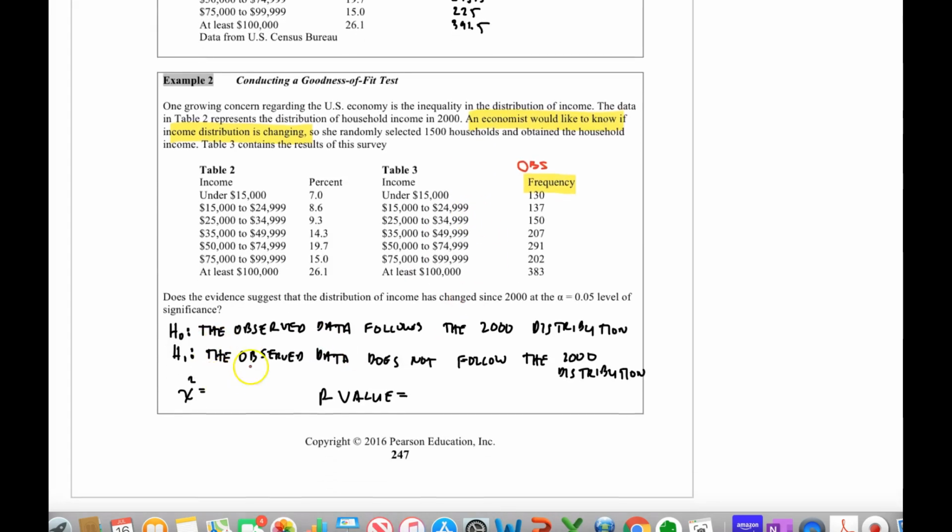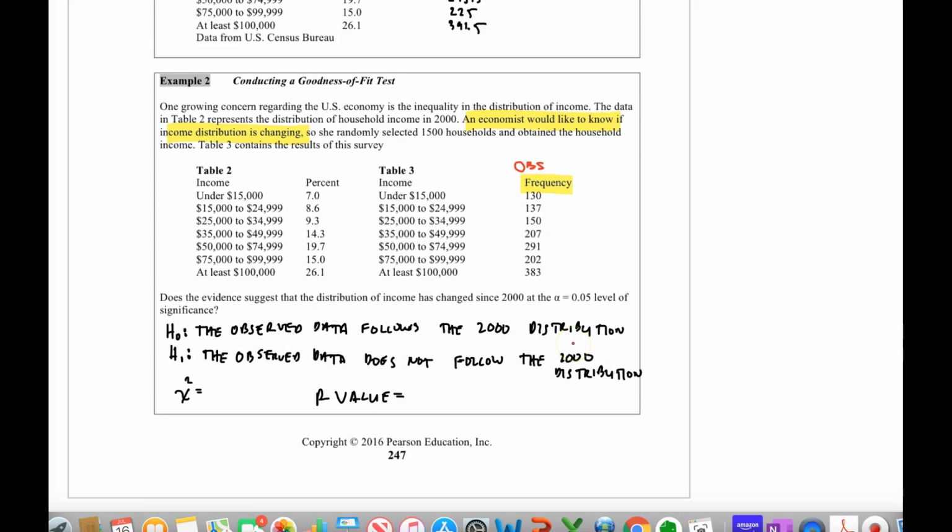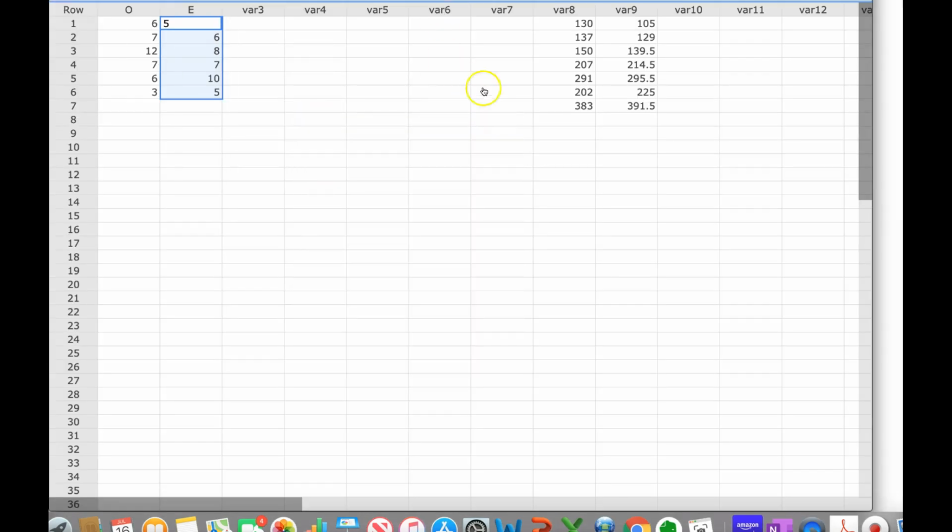The null hypothesis is that the observed data follows the 2000 distribution, and the alternative hypothesis is that it doesn't. And so we would run this goodness of fit hypothesis test again. We need the chi-square. We don't want to do all those hand calculations. That's why StatCrunch is, I think, better in this case. I have the values in already here. This was the expected income, and then this was the observed income, and we're comparing those two.